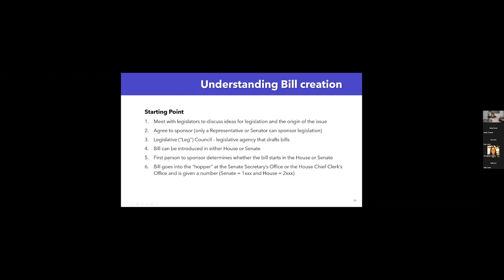The first person to sponsor the bill determines if it starts in the House or the Senate. If a senator sponsors it first, it will start in the Senate. If a House member sponsors it first, it will start in the House. Then the bill goes into something called the hopper, which is basically a file bin at the Senate Secretary's office or the House Chief Clerk's office, and it's given a number. Senate bills start with a 1, and House bills generally start with a 2.